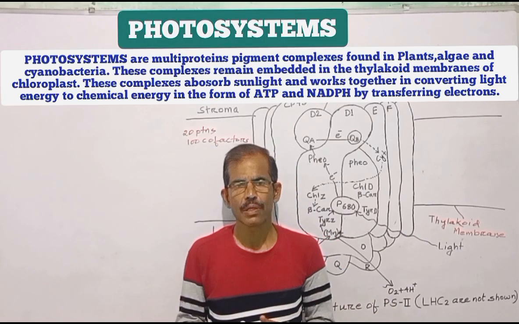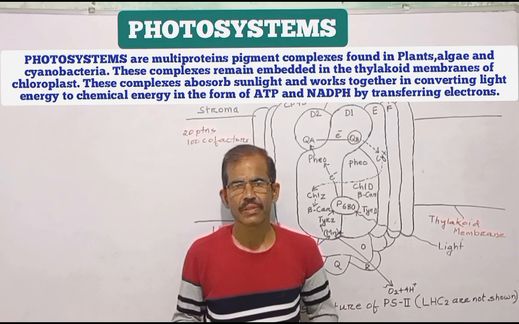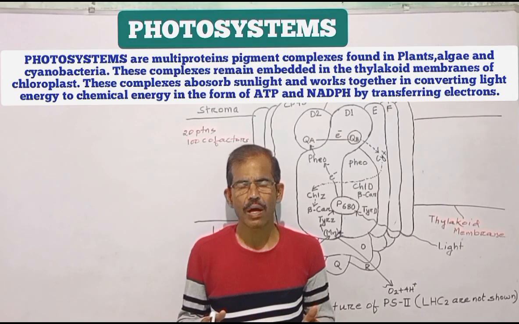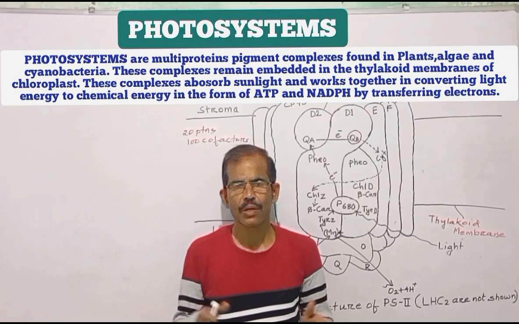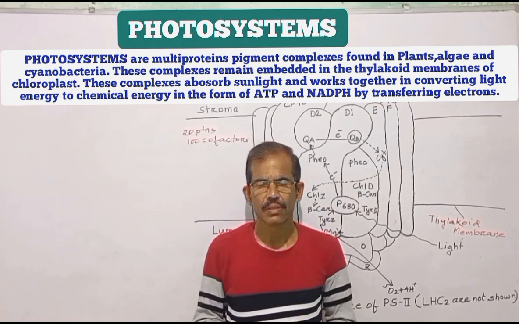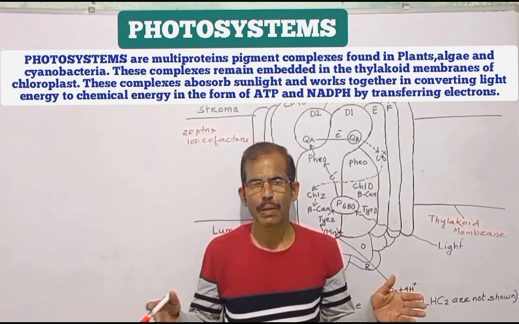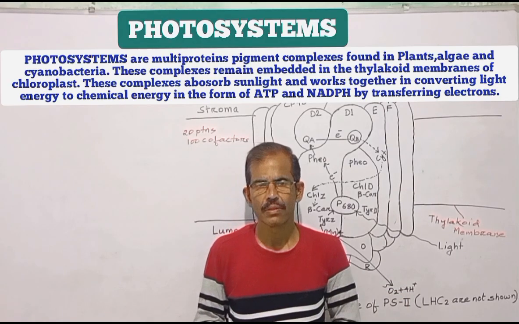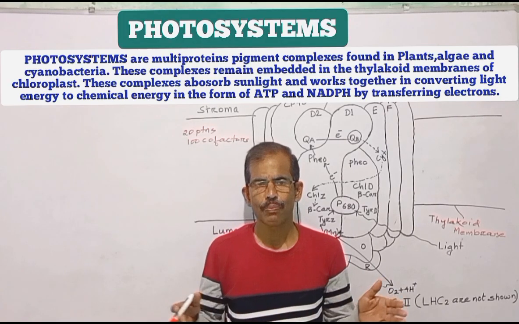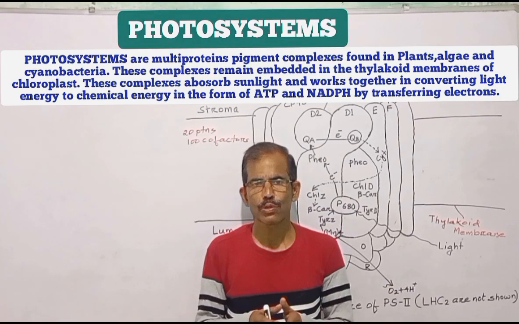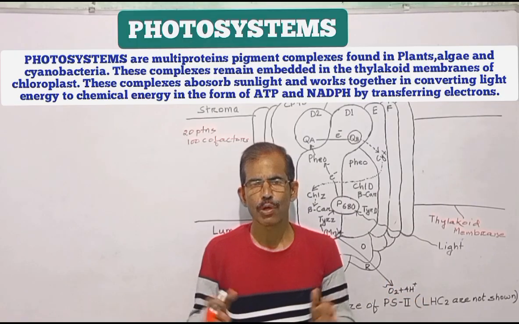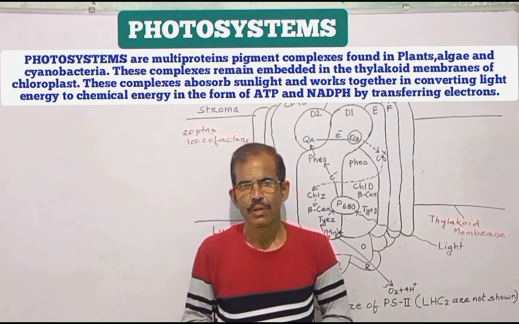Photosystems are multi-protein pigment complexes found in plants, algae and cyanobacteria. These complexes remain embedded in the thylakoid membranes of chloroplasts. There are two separate photosystems, photosystem 1 and photosystem 2.